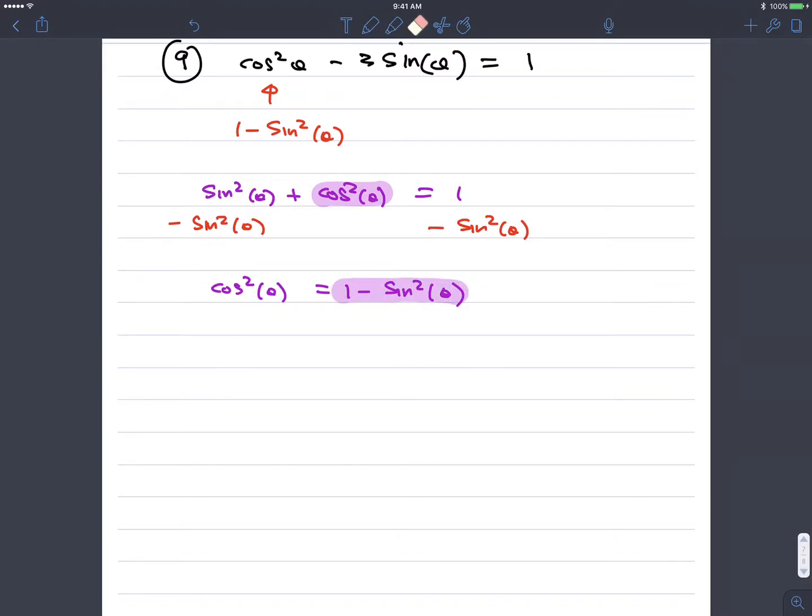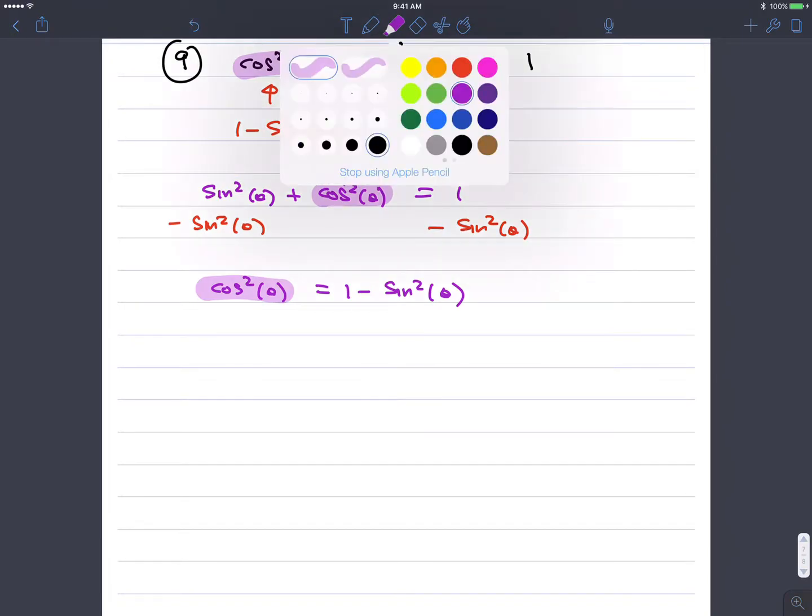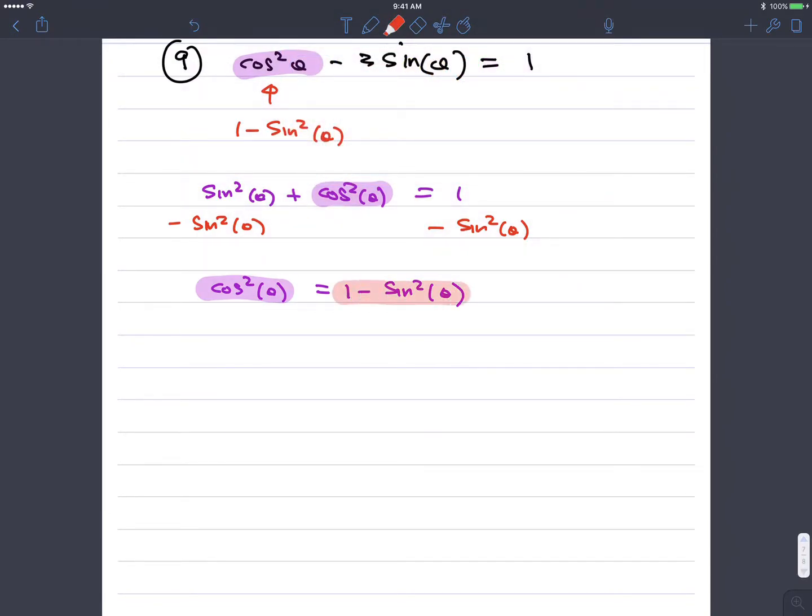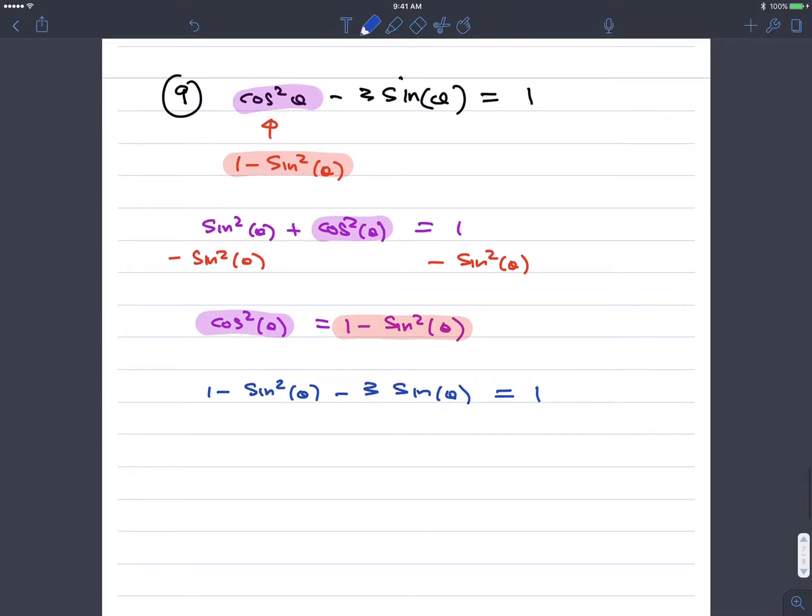So wherever I see a cosine squared theta right up in here, I can replace that cosine squared theta with 1 minus sine squared theta. That's all I'm saying: replace it. And when you do, what do you get? 1 minus sine squared theta minus 3 sine theta equals 1. So you guys can see this is starting to resemble a quadratic. It's a quadratic in terms of sine theta, meaning that's your base.